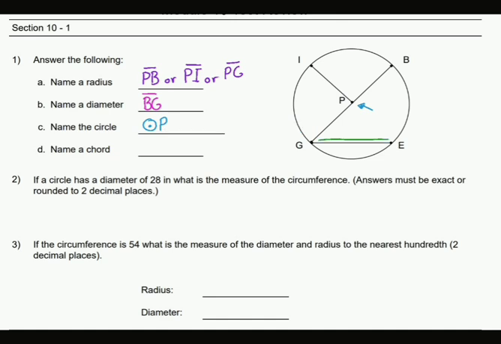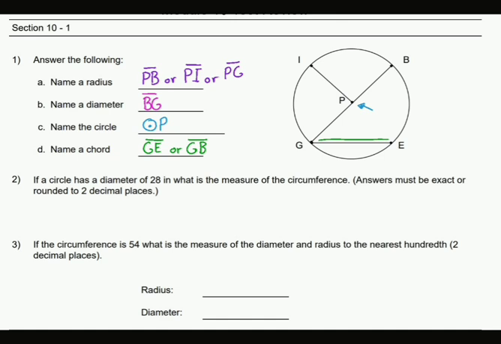Name a chord. A chord is a line segment that connects 2 parts of the circle together. The easy answer here is GE, or EG if you want. But by the definition of chord, GB is also one. Even though it is the diameter of the circle, it is a chord because it connects 2 parts of the circle together.